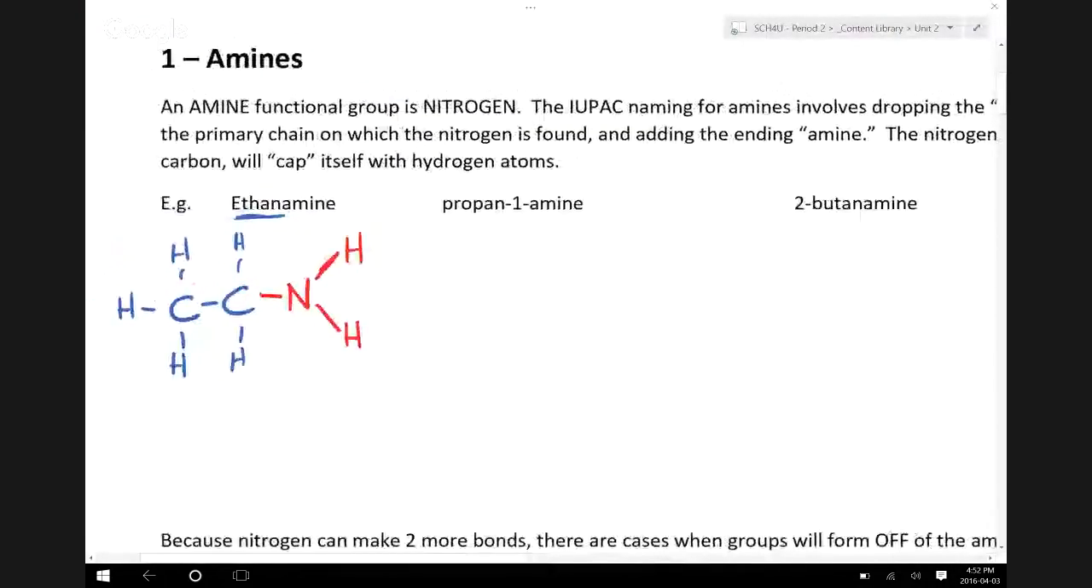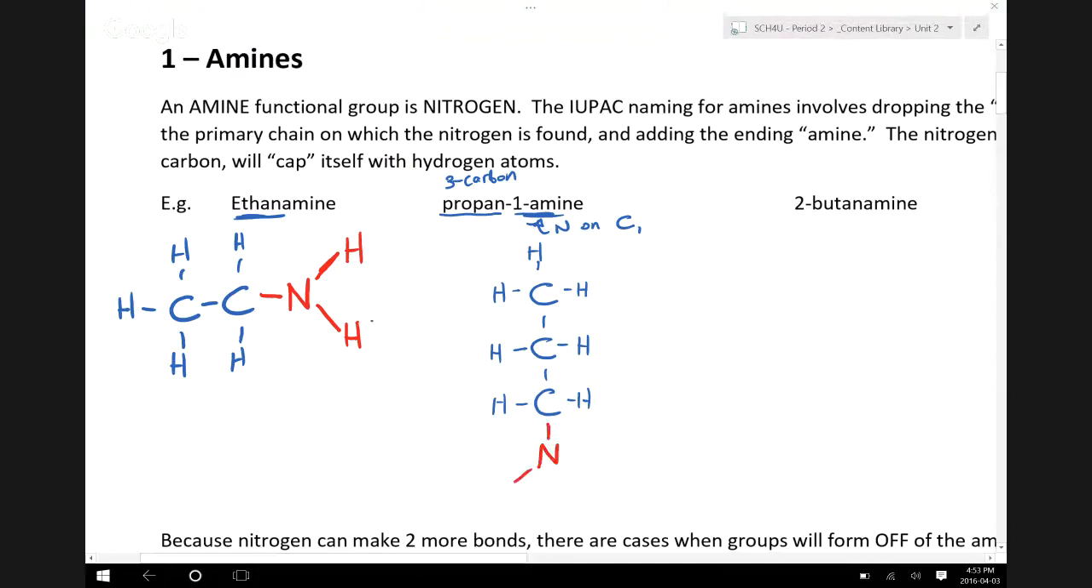The second example is propan-1-amine. Right? So propan tells us we have a 3-carbon chain, of course. And this says we have an N on carbon 1. So we can have carbon, carbon, carbon. And I'm going to start my count from the bottom. It makes no difference. You can just easily start your count from the top and put the amine group there. So I'm going to put mine on the bottom. And so we'll say here we have a nitrogen and 2 hydrogens attached to it.